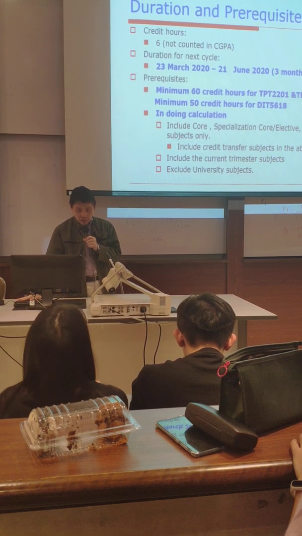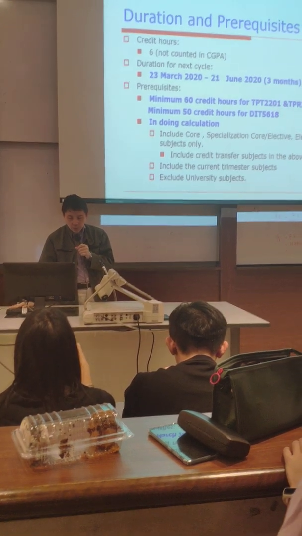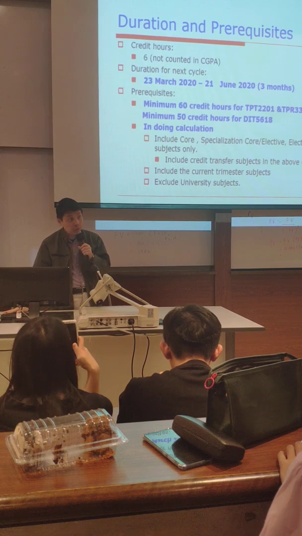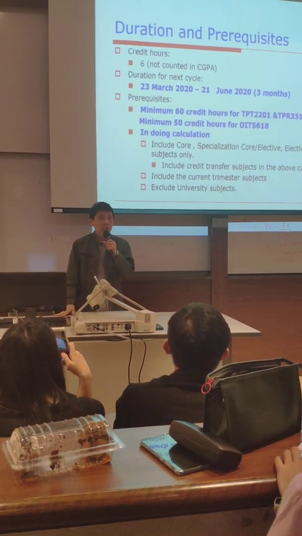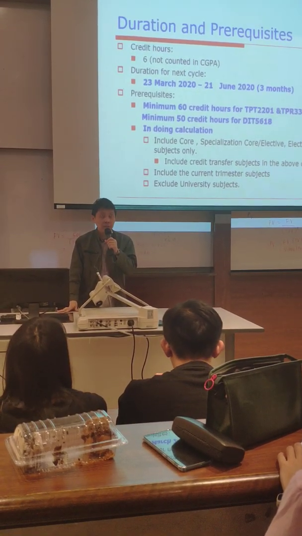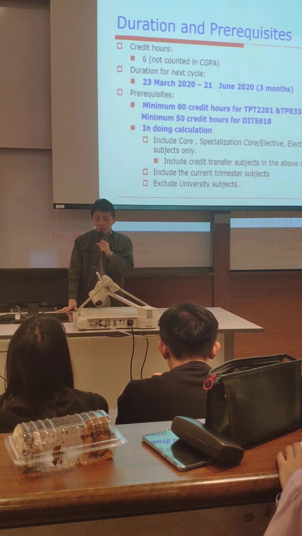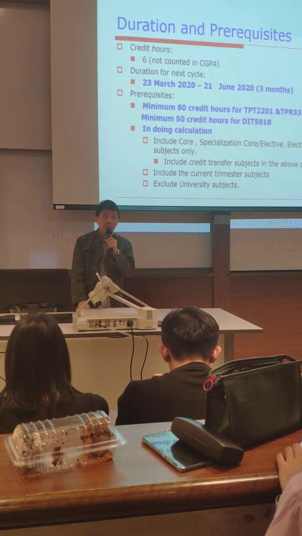Okay, so the duration for next cycle is from 23rd March to 21st June. In total, there are 13 weeks. Okay, 13 weeks. 23rd March, I think, is 2 weeks after your final exam.